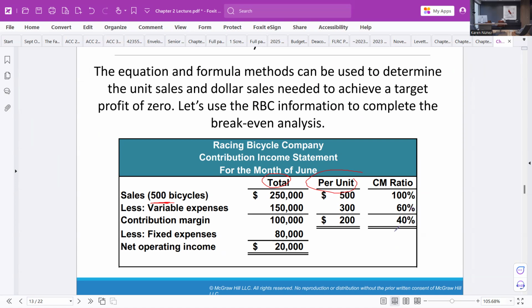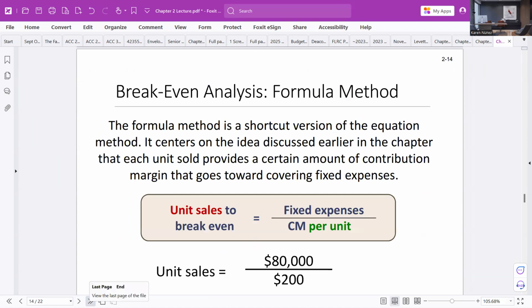And then same thing with contribution margin. Take the per unit, 200 divided by 500, or 100,000 divided by 250,000. Doesn't matter whether you use total dollars or per unit dollars, we can calculate our ratios. Now, we need to be able to use them. Let's start with break even.